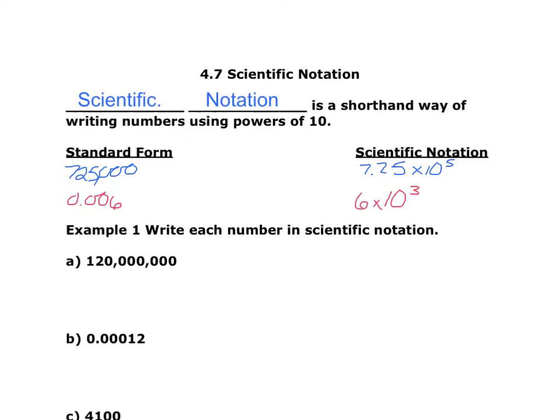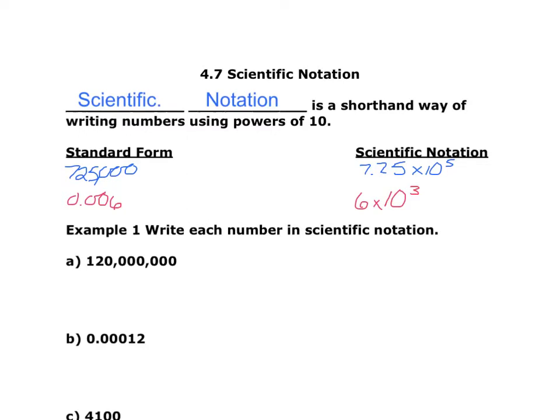When we look at this 4.7, it starts on page 204 in your textbook. It is scientific notation. You guys will more frequently see this in a science class, but since we learned about exponents, they're going to apply those rules of exponents to what we already know about scientific notation. So we have a fill in the blank here. You guys can fill that in. Scientific notation is a shorthand way of writing numbers using powers of 10.